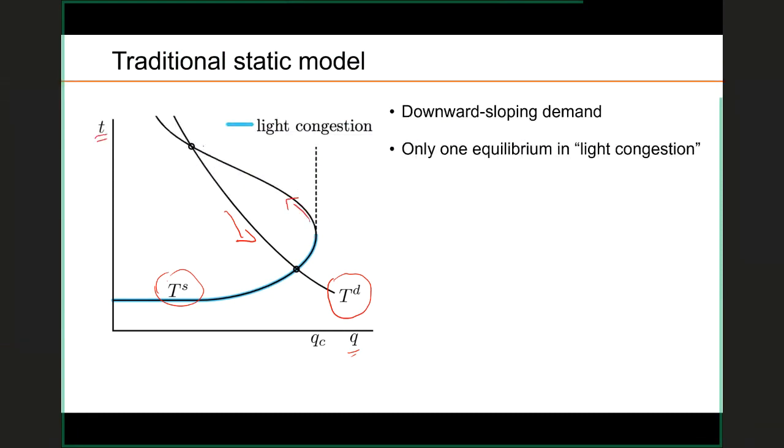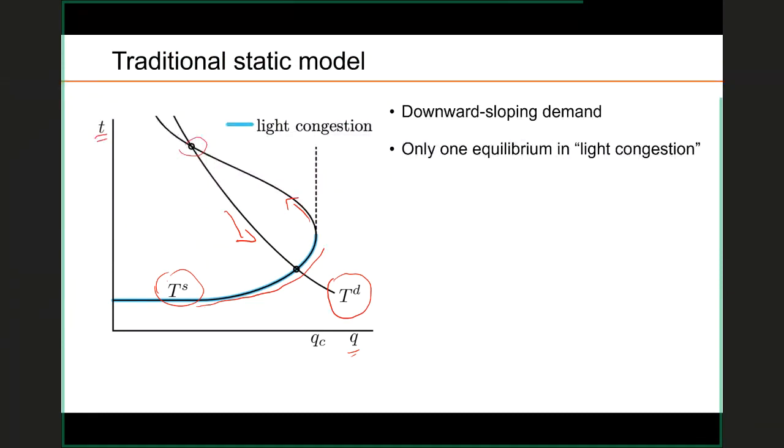And so there's a debate in the literature that there can be multiple equilibria because the demand curve can intersect the supply curve TS in the hypercongested region up here on the top of the curve. But in light congestion, which is this area highlighted in blue, it's only possible to get one equilibrium. The demand curve is sloping downwards, the supply curve is sloping upwards, so they're only going to meet one time in light congestion.